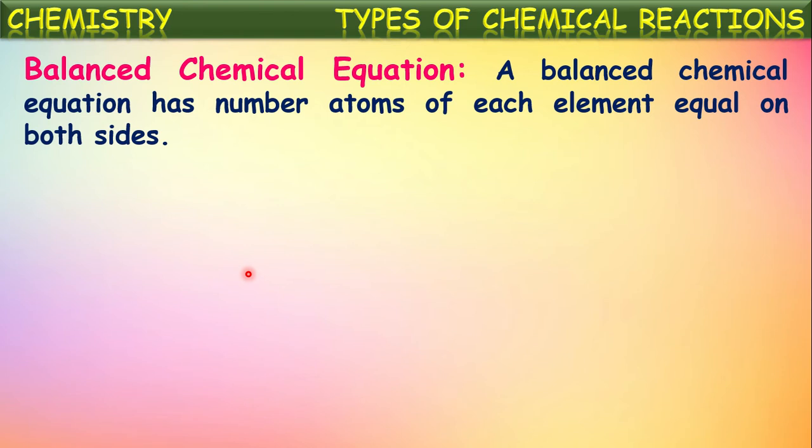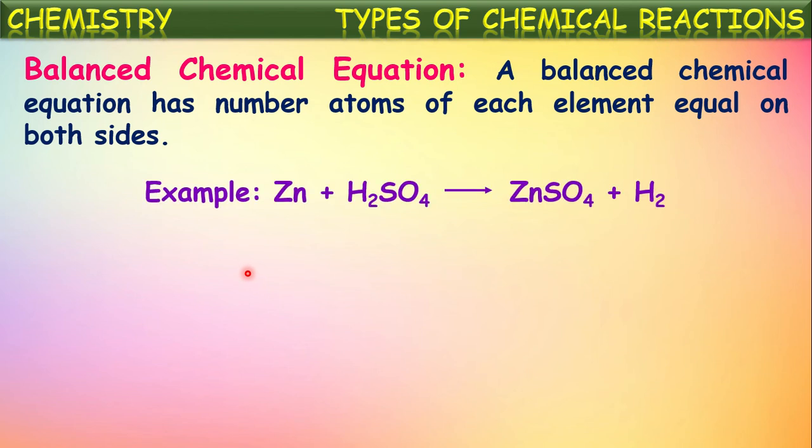A balanced chemical equation has the number of atoms of each element equal on both sides of the chemical equation. So the chemical equation in which the number of atoms of all the elements are equal on both sides is said to be a balanced chemical equation. For example, consider this equation between zinc and sulfuric acid. When zinc reacts with sulfuric acid, it replaces hydrogen and forms zinc sulfate and hydrogen gas.